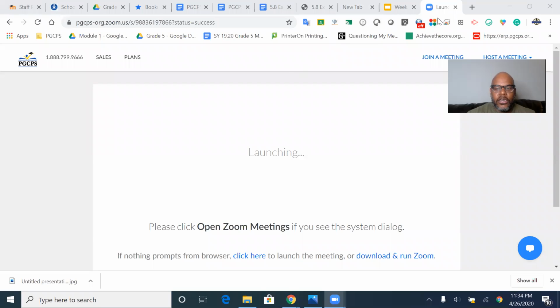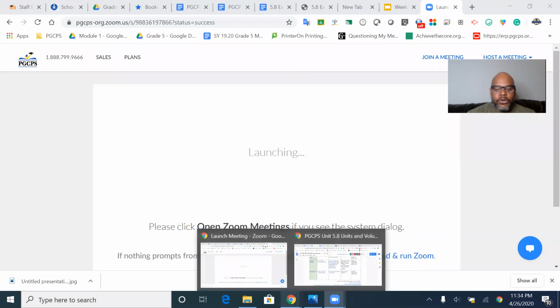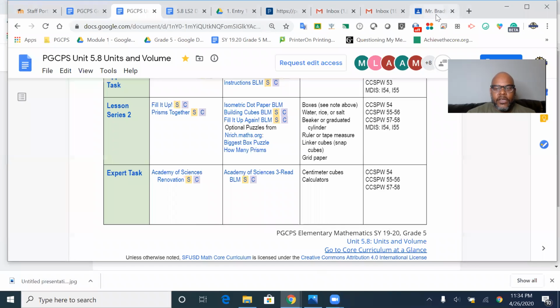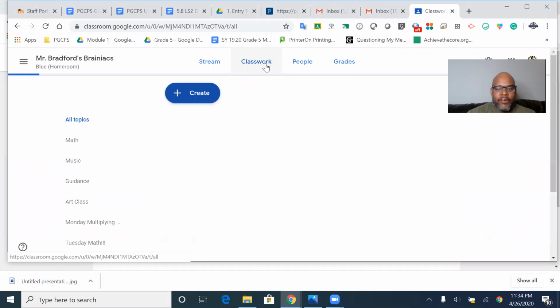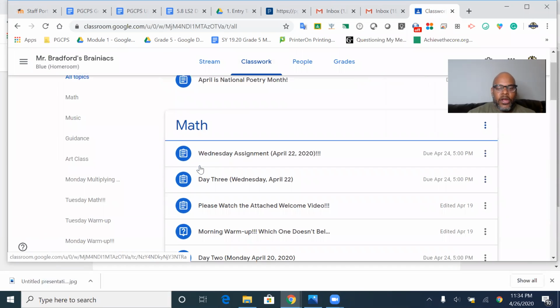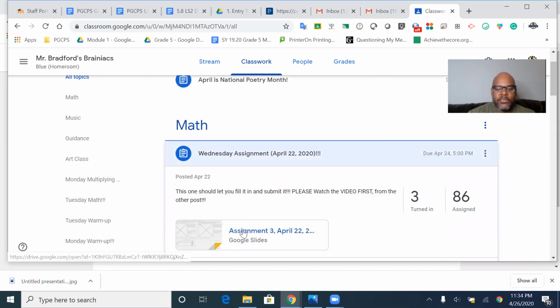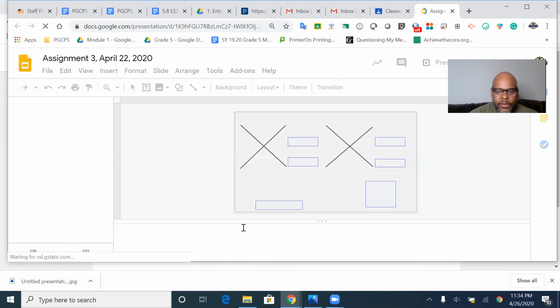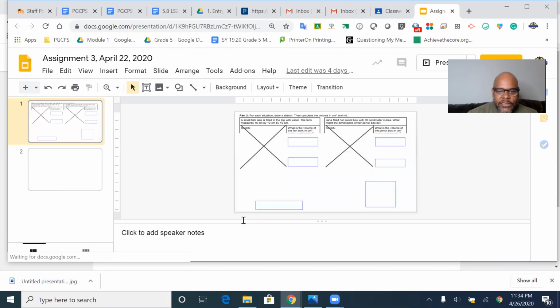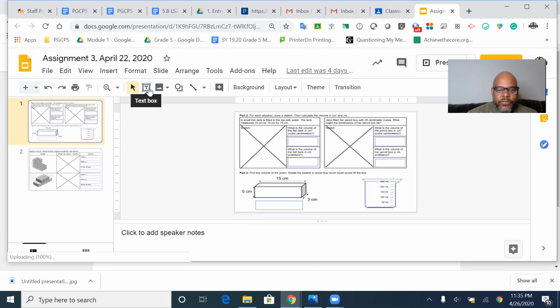Clap one time. All right, let's go ahead and jump right in. We don't have any time to waste. So we're going to jump right in first by reviewing our homework from last week. Remember, you go to the classwork tab, you go under Math Wednesday's assignment. It was a Google slide. And let's review it.